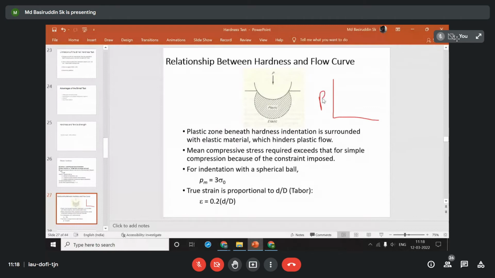If this is load and this is small d, or maybe small d by capital D, then you will find the load varies with the small d by capital D ratio something like this. This may be for the hardness test, and maybe for the tensile test the curves will be parallel with each other. That means the pattern should be more or less the same. So you can draw this kind of plot on your own, and correlate the material property considering the hardness as well as the tensile property.